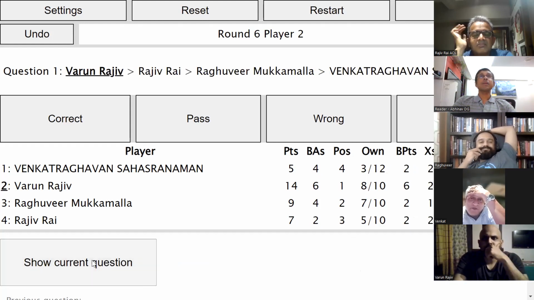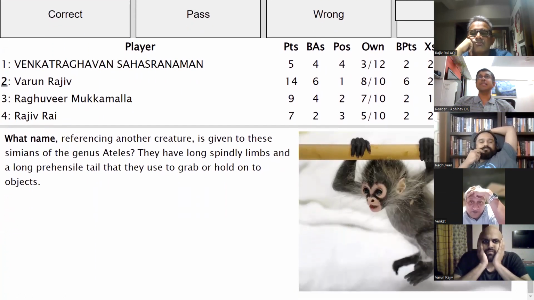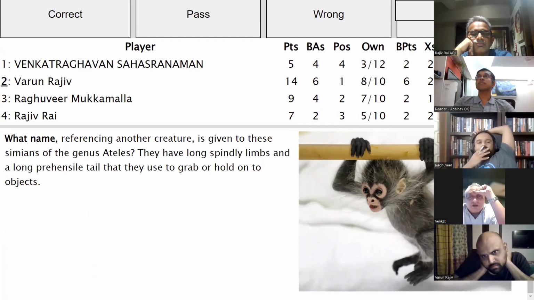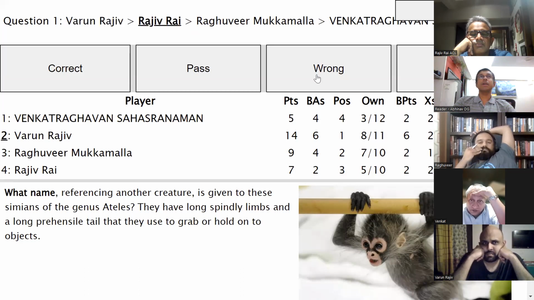That's for another time. But on your first question, what name referencing another creature is given to these simians of the genus Ateles? They have long spindly limbs and a long prehensile tail that they use to grab or hold on to objects. Two-word name again. Whose question? Varun. 10 seconds. Snake monkey. Not snake monkey.